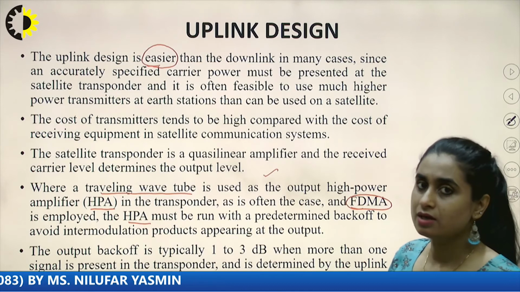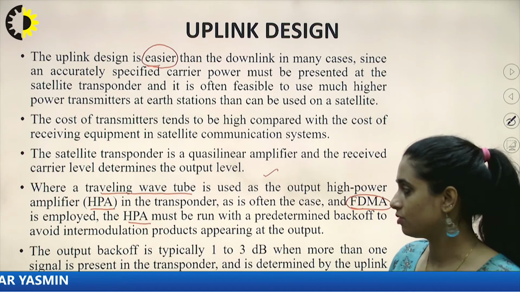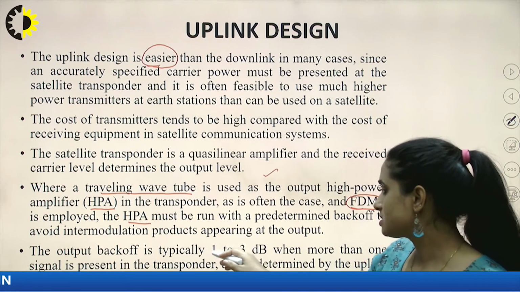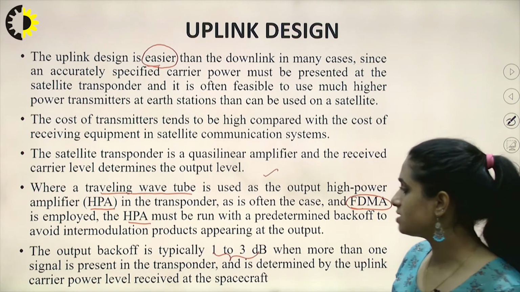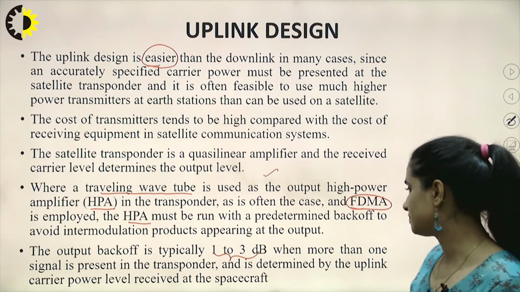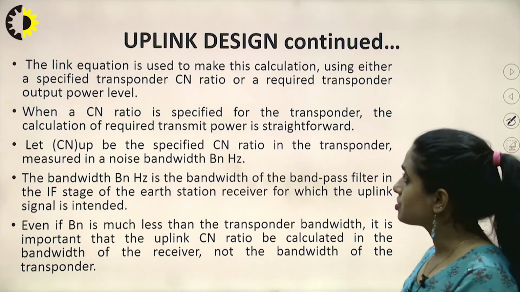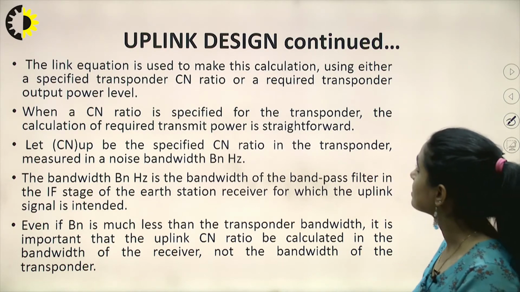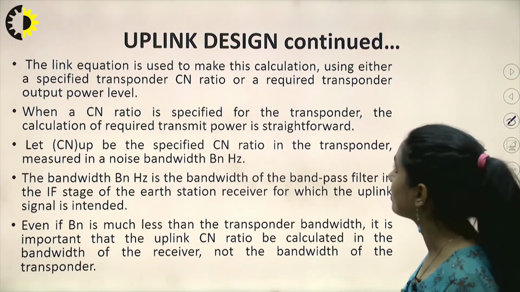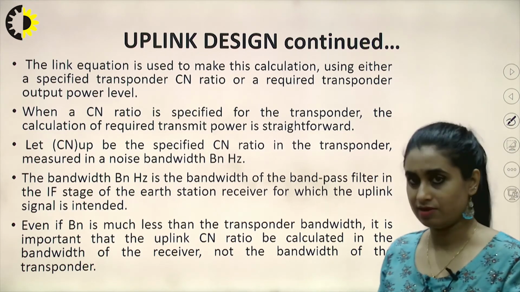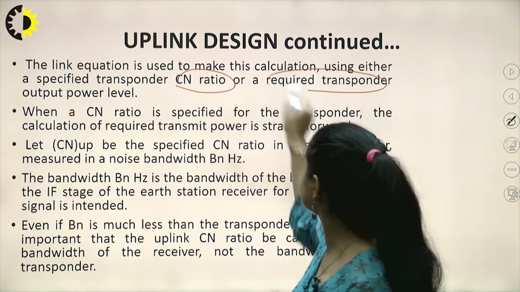It must also be considered, right, whenever we are talking about power. The output backoff is typically 1 to 3 decibel, right, when there is more than one signal present in the transponder. So the link equation here is used to make this calculation using either a specified transponder C/N ratio or a required transponder output power level. So we must be aware of these values at least.